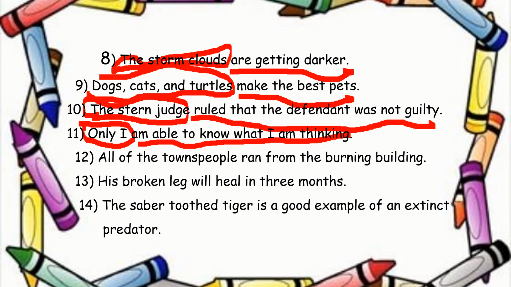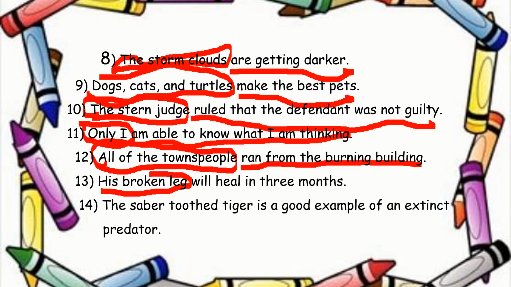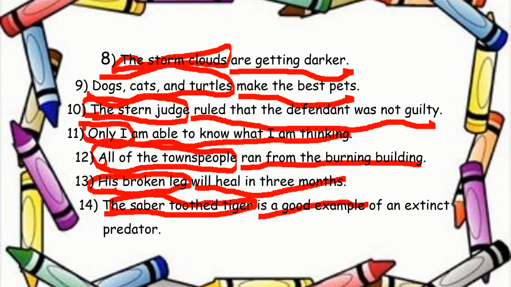Twelfth one. All of the townspeople ran from the burning building. All of the townspeople is the subject and ran from the burning building is the predicate. His broken leg will heal in 3 months. His broken leg is the subject. Will heal in 3 months is the predicate. The saber-toothed tiger is a good example of an extinct predator. The saber-toothed tiger is the subject and is a good example of an extinct predator is the predicate.